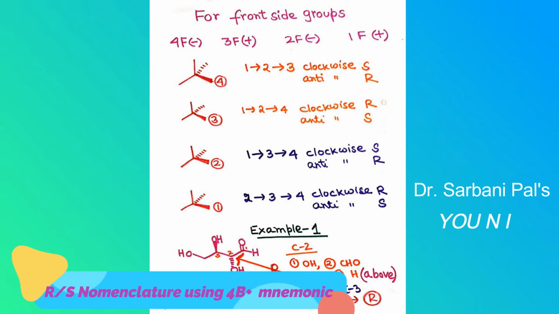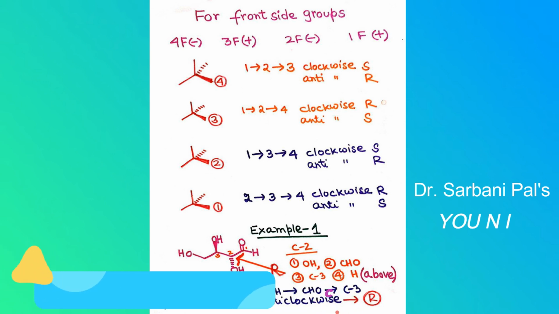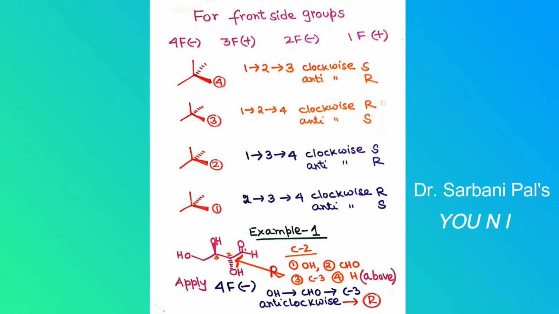Now if we see the priority, OH is the first priority, aldehyde is the second priority, the chain, I mean the C3 and C4 chain, is the third priority, and hydrogen is the fourth priority. In this zigzag form the hydrogen is not seen, but we have to understand that hydrogen is above the plane. So we can apply 4F minus. 4 is the reference atom, we should not touch that. So 1, 2, 3 is arranged anti-clockwise, therefore it will be R.